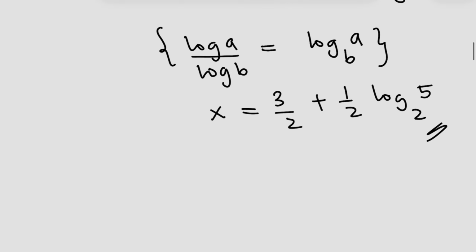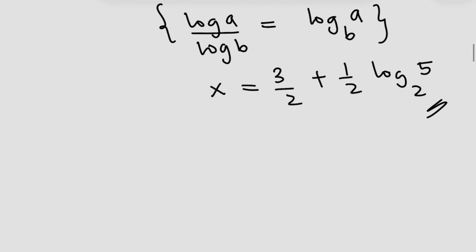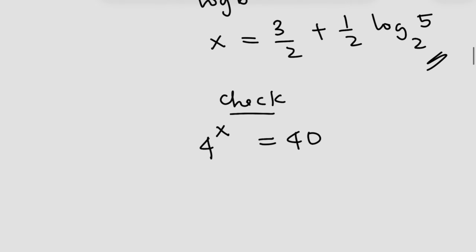Now, let us check to see if this solution balances our given equation. We were given 4 raised to power x is equal to 40. And now we have x is 3 over 2 plus half log 5 base 2. So let us substitute: 4 raised to power 3 over 2 plus 1 over 2 log 5 base 2 equal to 40.